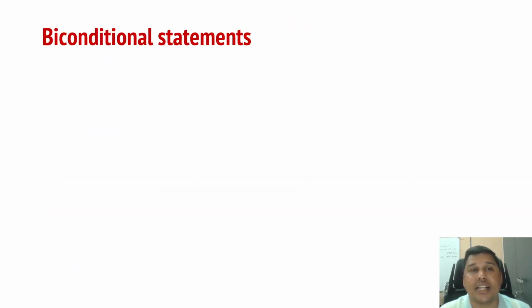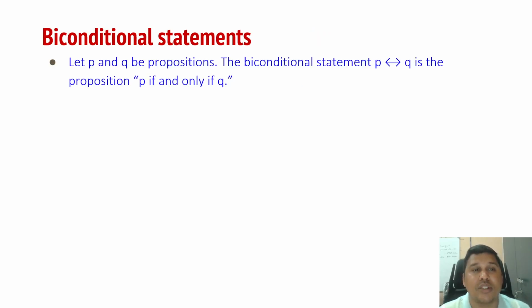And the last operator is the biconditional operator. The biconditional statement means P double implies Q. In the previous case, we had only P implies Q. Here it is P double implies Q. So how does it happen? If P and Q are two propositions, the biconditional statement P double implies Q is the proposition P if and only if Q.